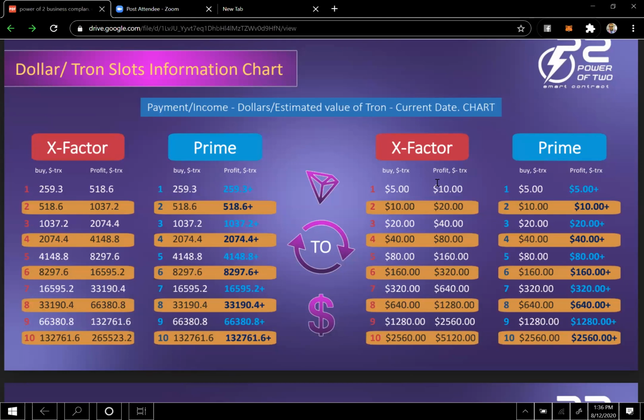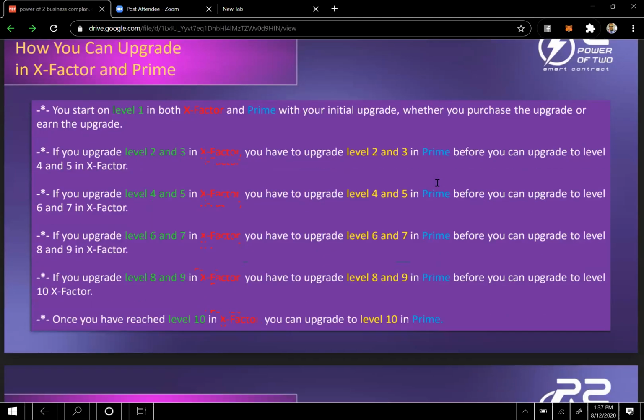Okay, no problem. So the thing is, you are in X Factor slot 1, X Factor slot 2, X Factor slot 3, X Factor slot 4. So you're saying that in X Prime, I cannot go beyond X Prime 4, considering I haven't upgraded from Factor 4 to 5. Do you understand what I'm saying? Okay, this is how it is.